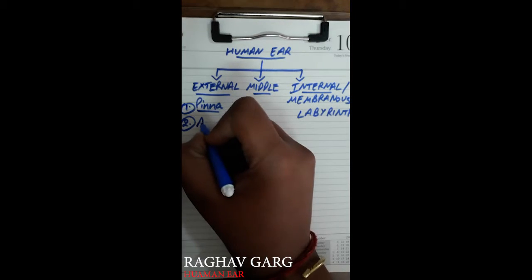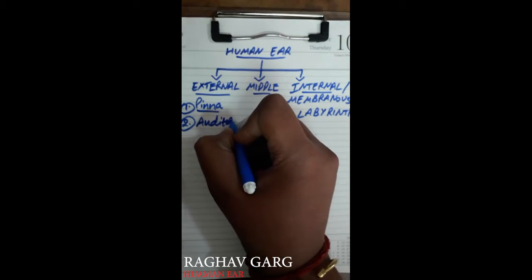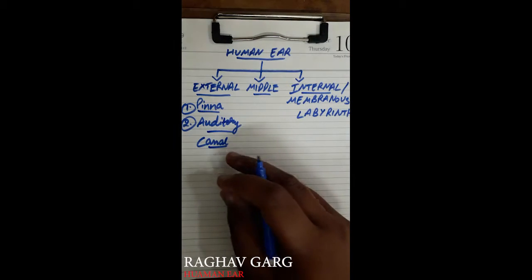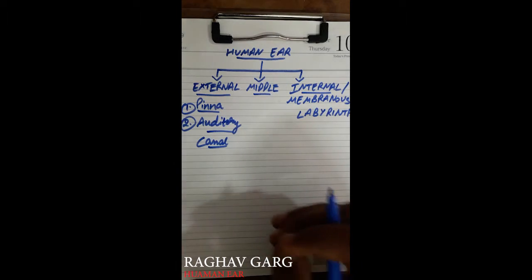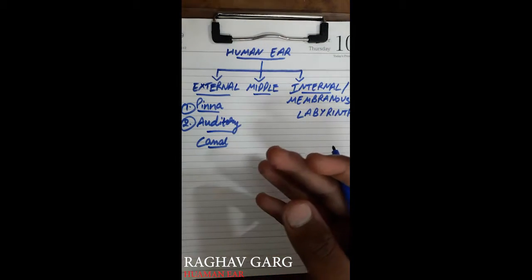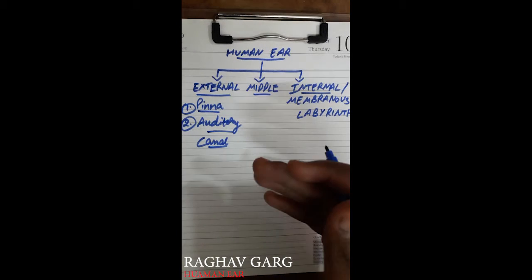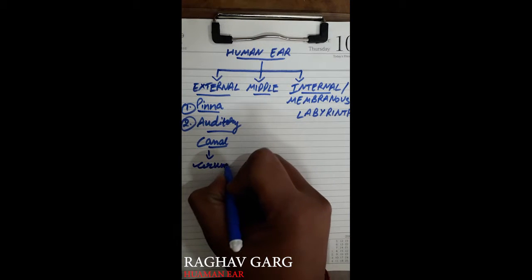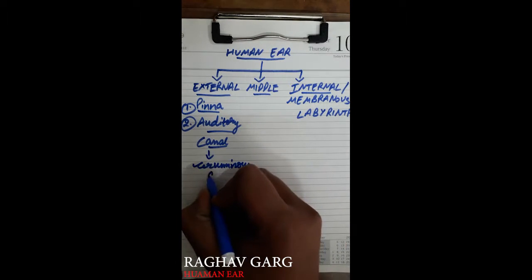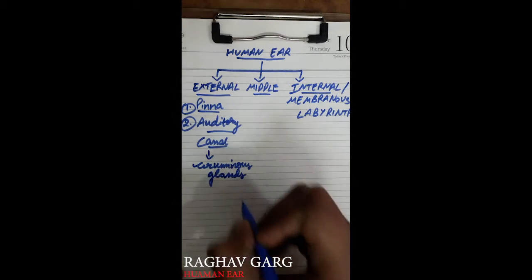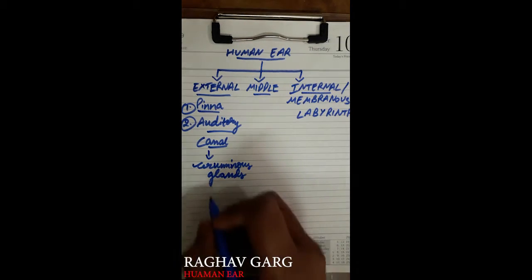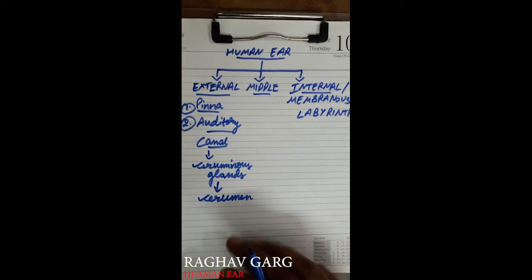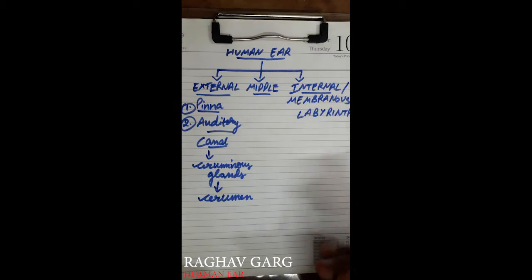Second is the auditory canal. The auditory canal is a long canal which has wax glands and hairs in it. The wax glands present in it are known as ceruminous glands, which secrete a wax-like substance known as cerumen. Cerumen traps the germs with it.